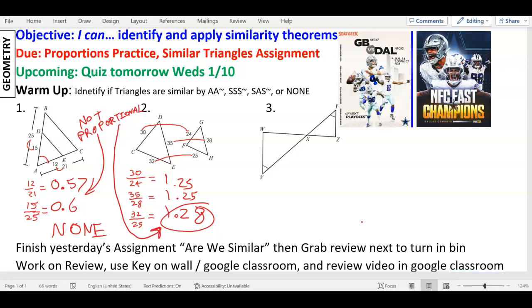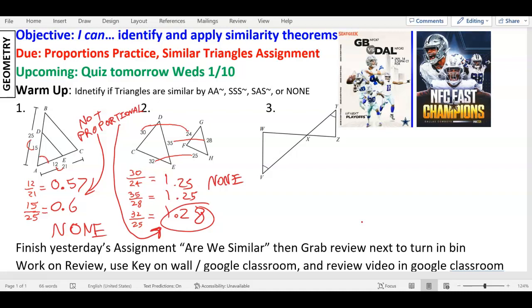So can I say it's SSS if they're not all proportional? No. So here's another none. Okay. I really wanted to show y'all what nones look like. It looks like it could be SSS, but you don't write it unless you know for sure that the sides give you the same fraction, or the fractions give you the same numbers.